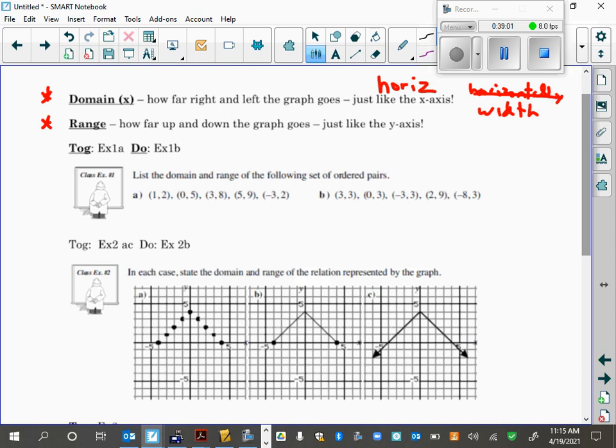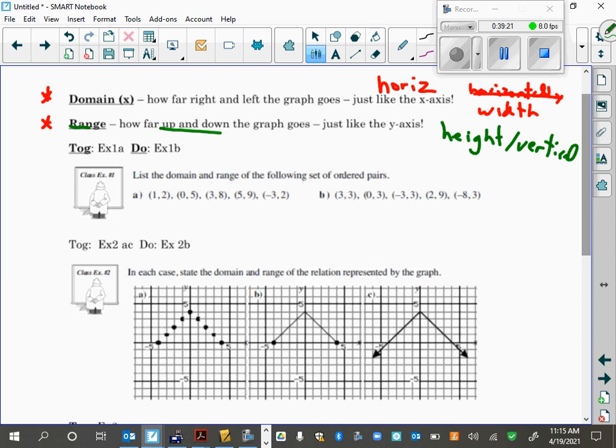And similarly, the range is up and down, so that's the height or the vertical distance of the graph. All the different values.